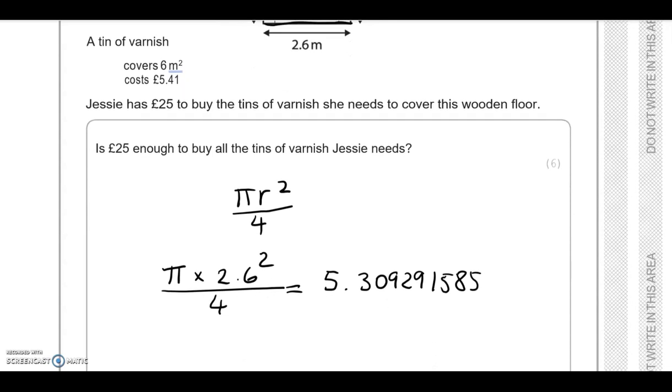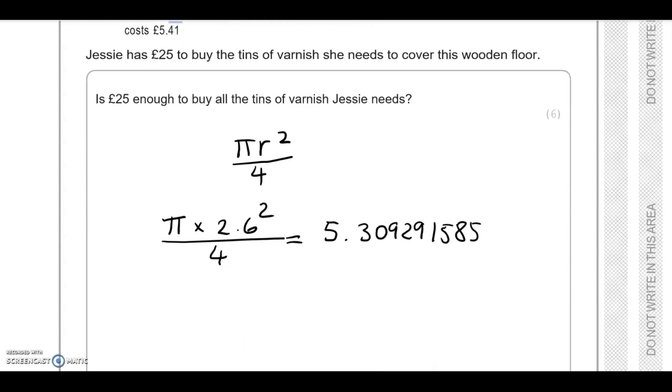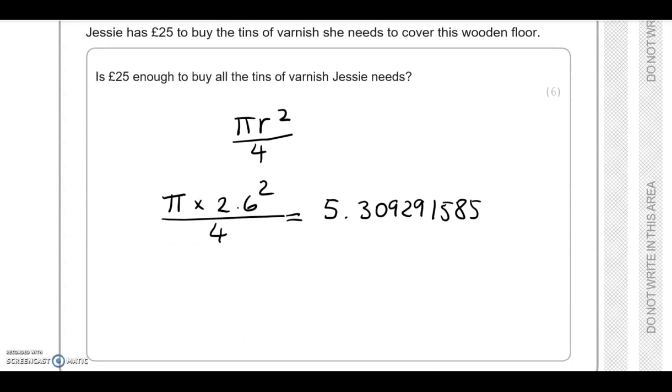and I need to add to that 13.78, which was the area of the rectangle. I'm going to round it to 2 decimal places now. That gives us 19.09 square meters.